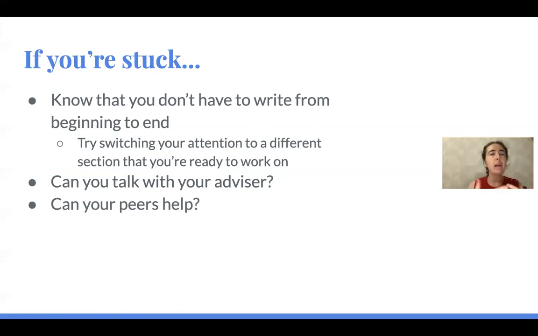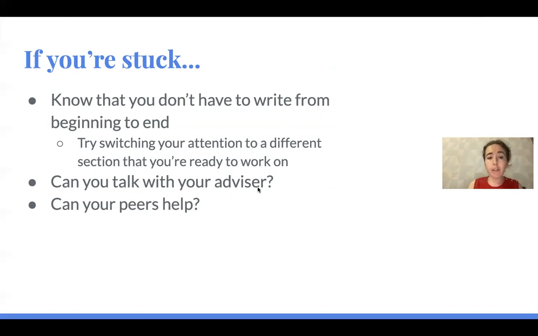You're still making progress. You don't have to just stay stuck. Or you can try switching to a different type of task, right? So maybe instead of writing, you're going to go back to researching and reading and taking notes. And that's going to refresh your mind for the task of writing when you return to it later on.